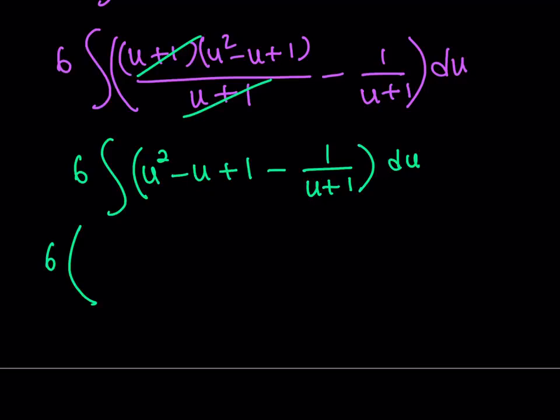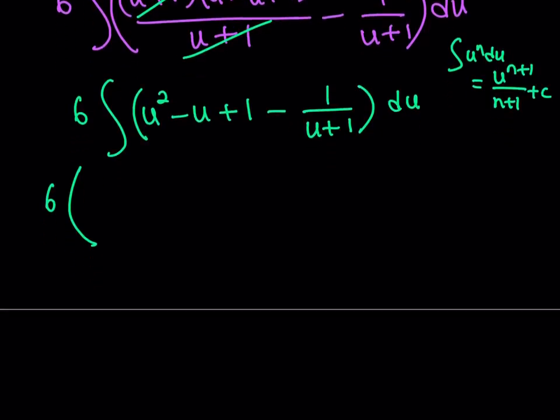Now, if you integrate u squared, remember the power rule? What was the power rule? Well, if you have u to the power n du, you can basically write it as u to the power n plus 1 divided by n plus 1. And don't forget the constant, right? Now, we're going to use that formula here: u cubed over 3, and then minus u squared over 2, plus the integral of 1, which is just u itself.